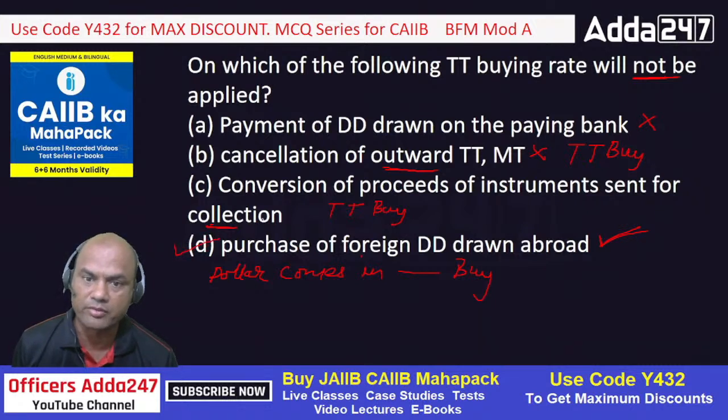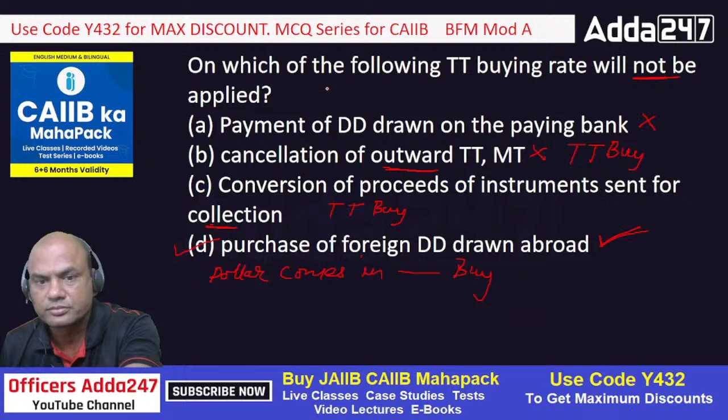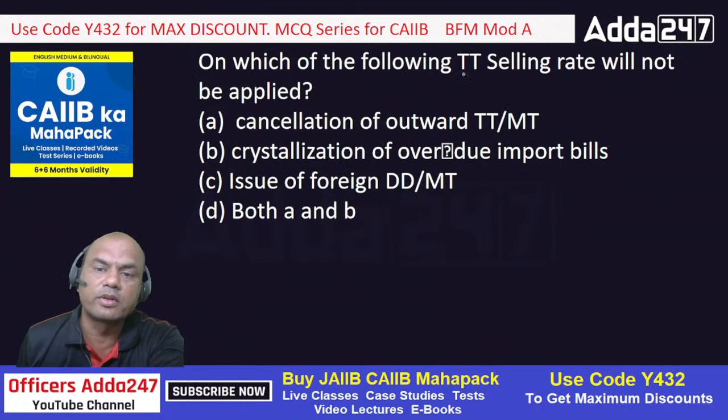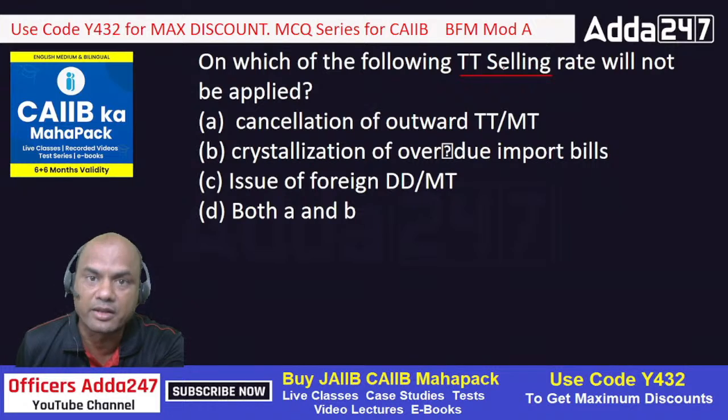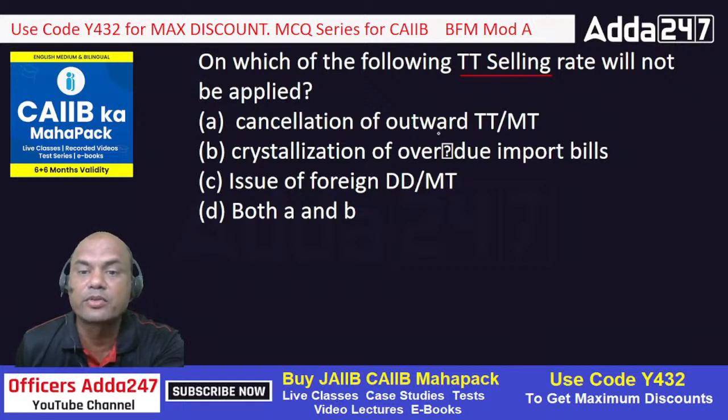On which of the following will the TT selling rate not be applied? Selling rate means whenever dollars move out of the country, the selling rate is applied. Now, cancellation of outward TT or MT. Outward TT means money was going out. Cancellation means it's not going out. So here it will not be applied. So this will be one of my correct answers.